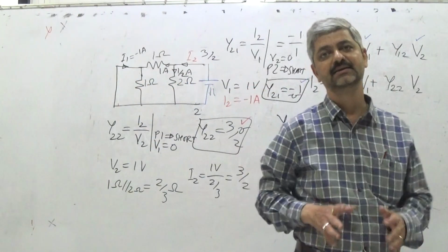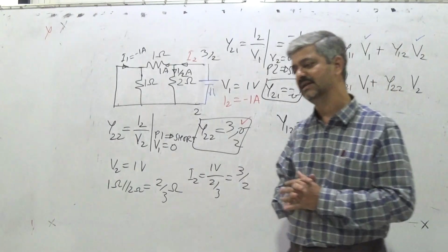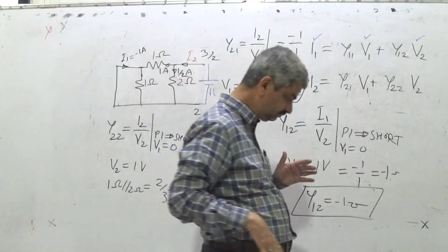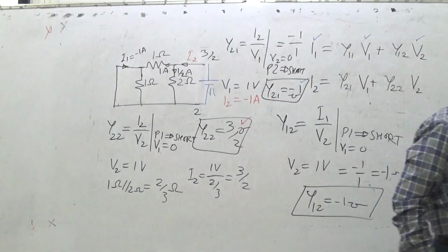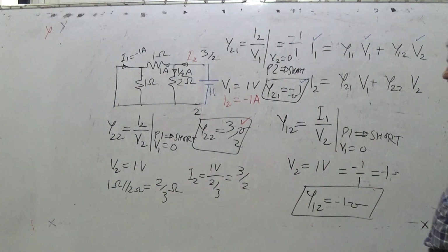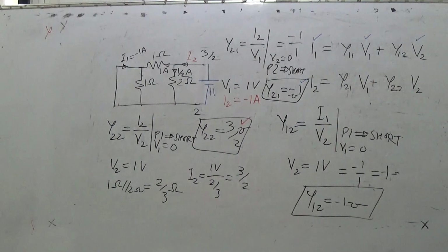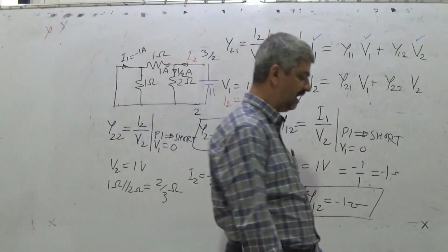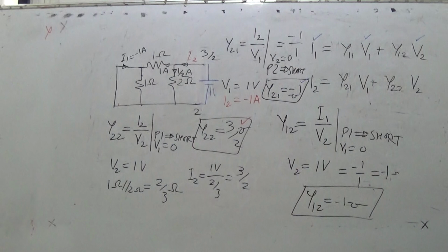Is the idea clear? So this tells us about both sets of parameters, Z parameters or impedance parameters and Y parameters or admittance parameters. The next set of parameters is hybrid parameters, which we will take up immediately after taking a break.